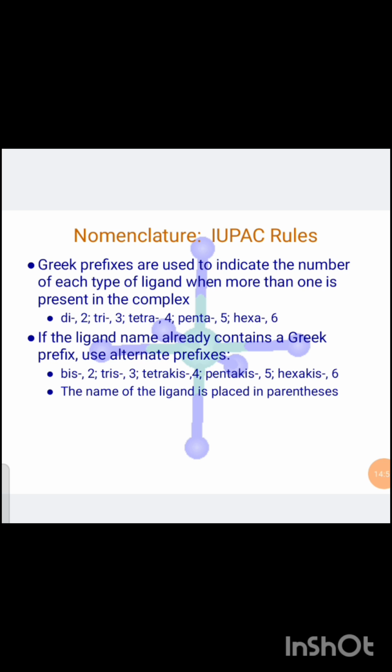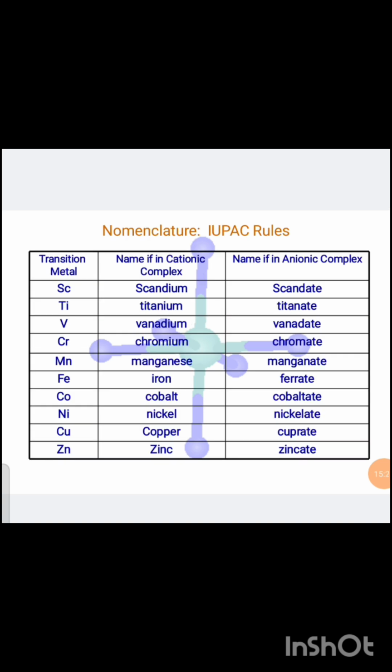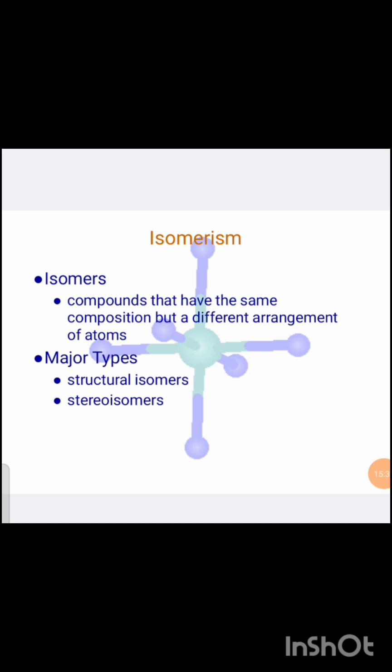Nomenclature for more than one ligand: 2 ligands is di, 3 is tri, 4 is tetra, 5 is penta, 6 is hexa, and so on. For complex ligands, use the alternative prefixes bis, tris, tetrakis, pentakis, hexakis, and so on. If the complex is an anion, the name ends with ate. So scandium becomes scandate, titanium becomes titanate, vanadium becomes vanadate, chromium becomes chromate, manganese becomes manganate, and then ferrate, cobaltate, nickelate, cuprate, and zincate. So this is the IUPAC nomenclature.